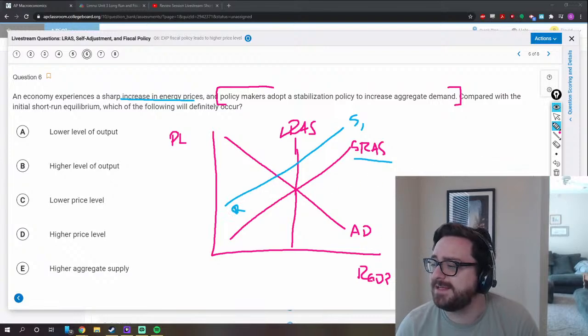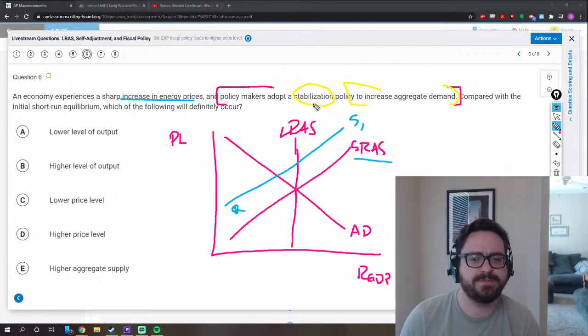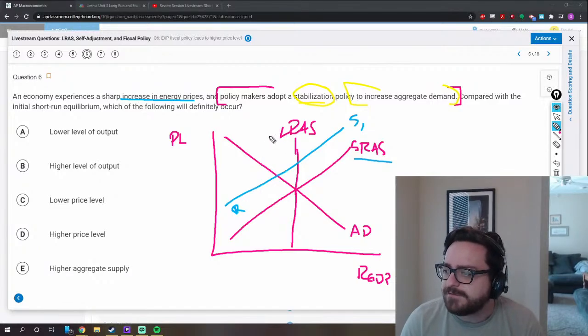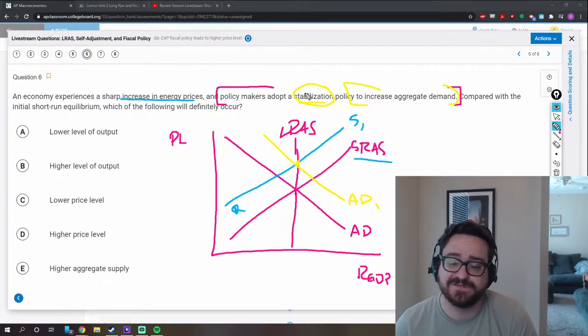And then they said that the government is going to increase aggregate demand. I know it's a stabilization policy, so I know it should get me back to full employment, which is why I knew to draw to full employment, because they're trying to stabilize stuff, and there was a thing that happened before, so they were probably at full employment, and then that thing moved them off of it. It's technically a guess, but an educated guess. And you don't actually need the LRAS here to do this problem. You just need to do the first shift and then the second shift.